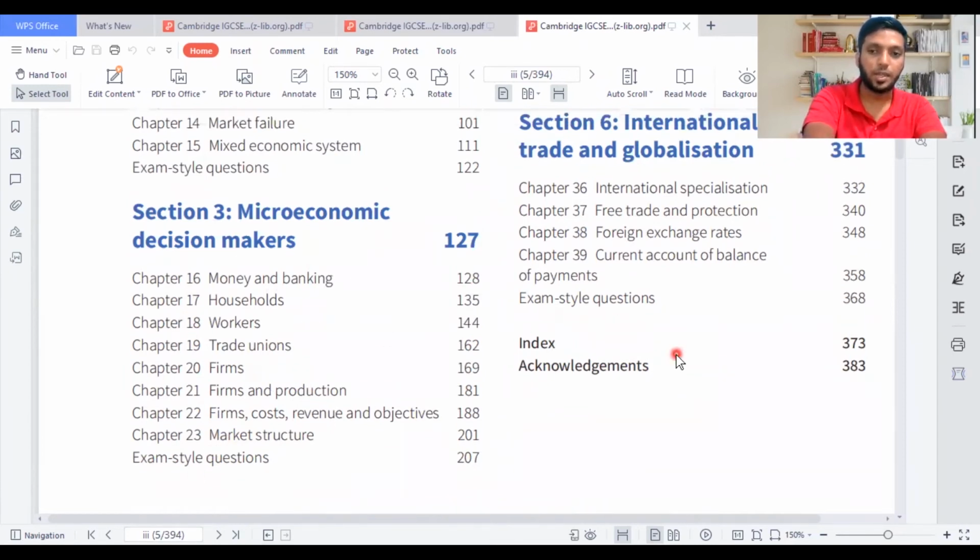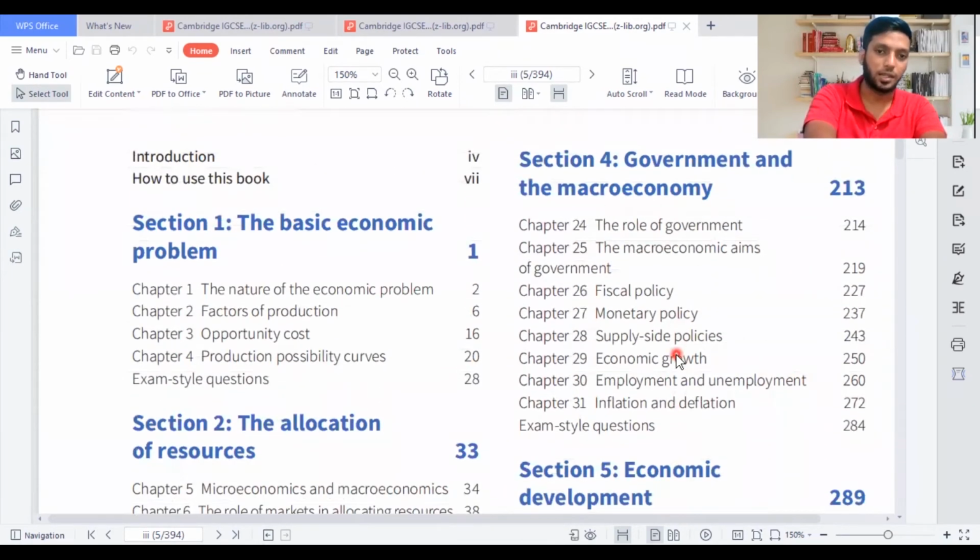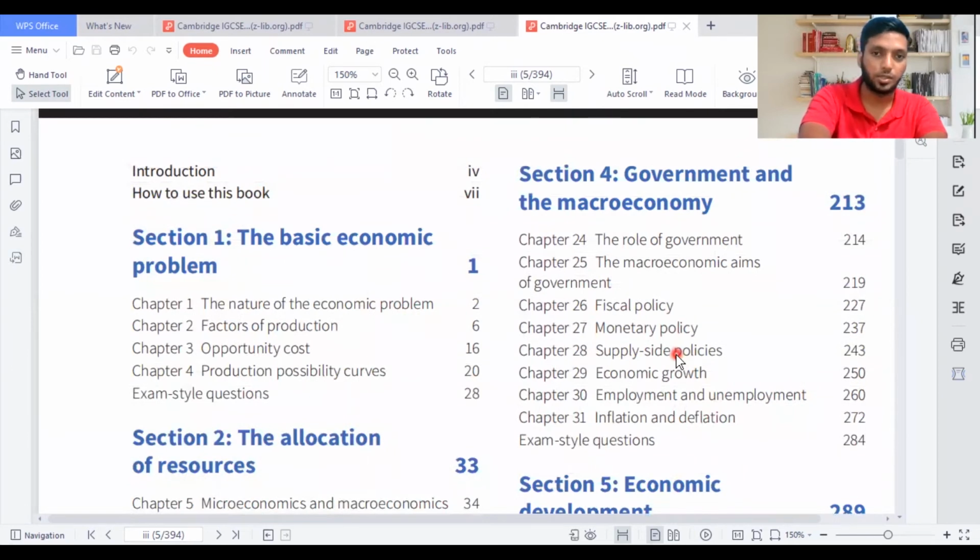Only in section 2 will you find some difficulty understanding the graphs, but other than that, the textbook is very good for you to understand things a bit deeper.